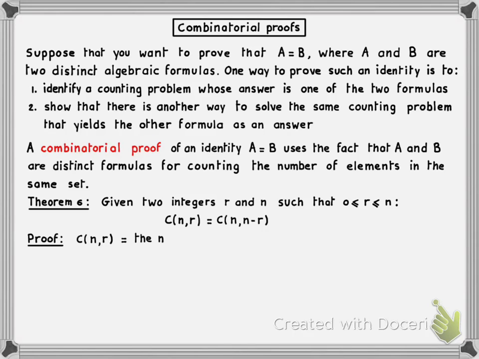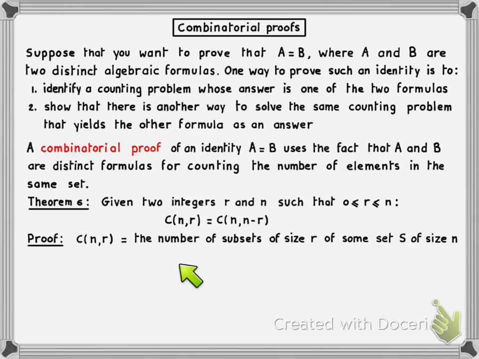C(n, r) is the number of subsets of size r where the elements of the subset are taken from some set S of size n. So the first step of the combinatorial proof is to identify a set whose elements we want to count. And here the set is the set of all subsets of size r. Now the second step in the proof is to find a different way of counting the number of elements in that same set, and hopefully end up with this formula as a result of the second approach.